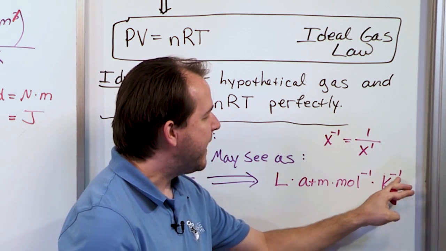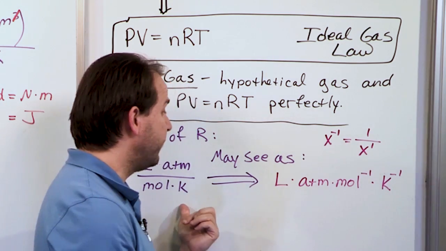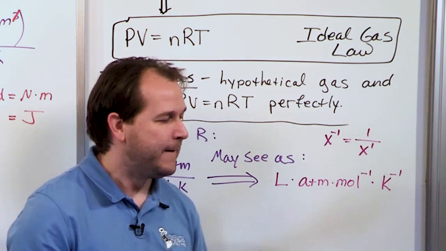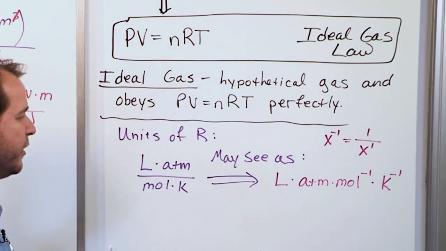And Kelvin, having a -1, means Kelvin is in the denominator with a power of 1 here. The reason books write it like this is because it takes up less space. Because I can say liter, atmosphere, mole, -1, Kelvin, -1. I don't have to write a fraction all the time.